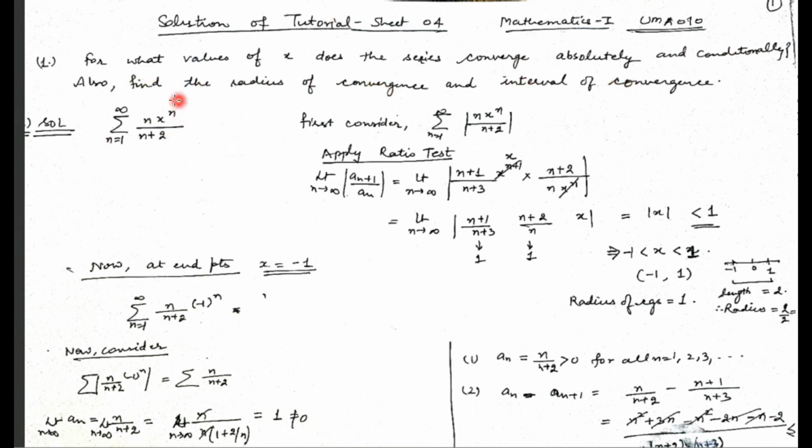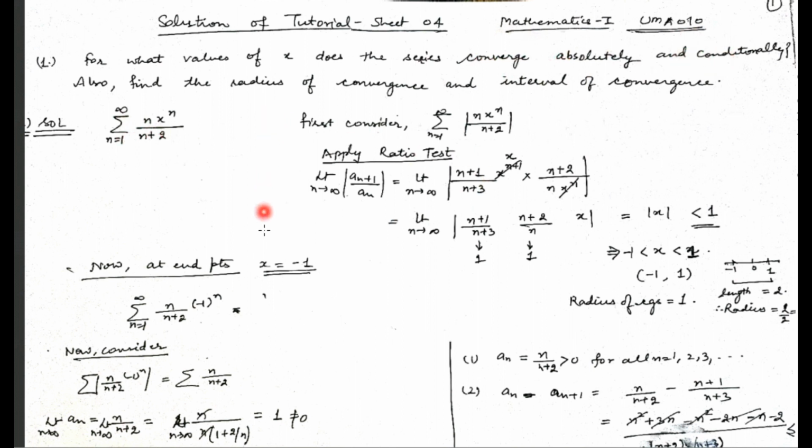So we are given a power series, meaning a series in terms of powers of x. We have to find for what values of x this series converges absolutely and conditionally. Now what is the meaning of absolute convergence? If the series converges after taking the mod, then we say the series is absolutely convergent. And conditional convergence means the series is convergent without the mod, but not absolutely.